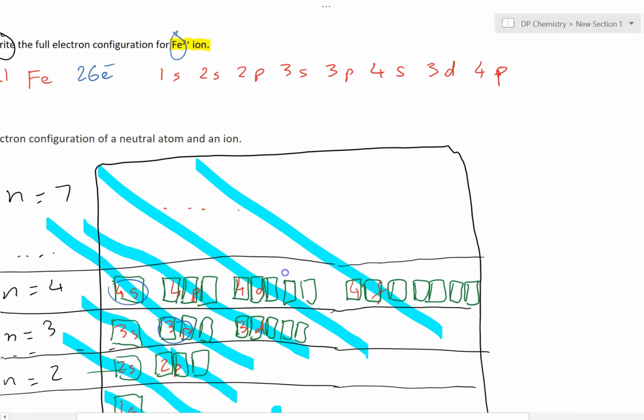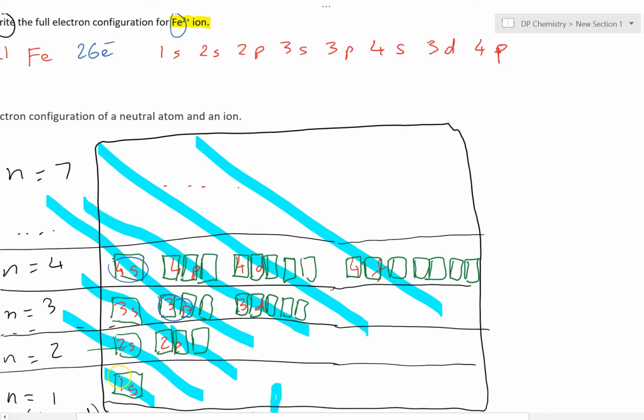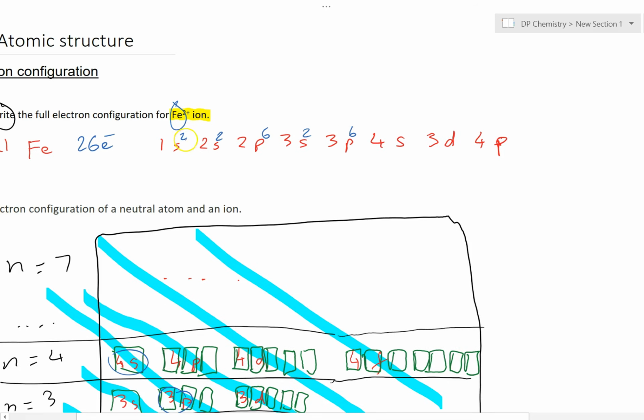Remember that the s orbital has one suborbital, and one suborbital can have 2 electrons, so you can have 2 electrons in the s. The p has 3 beds. 3 multiplied by 2 is 6 electrons, and d has 5 beds, so you can have a maximum of 5 multiplied by 2, 10 electrons. So let's see, we have 2 plus 2 plus 6 is 10, plus 2 plus 6 is 18. We have 26, so 26 minus 18 is 8.